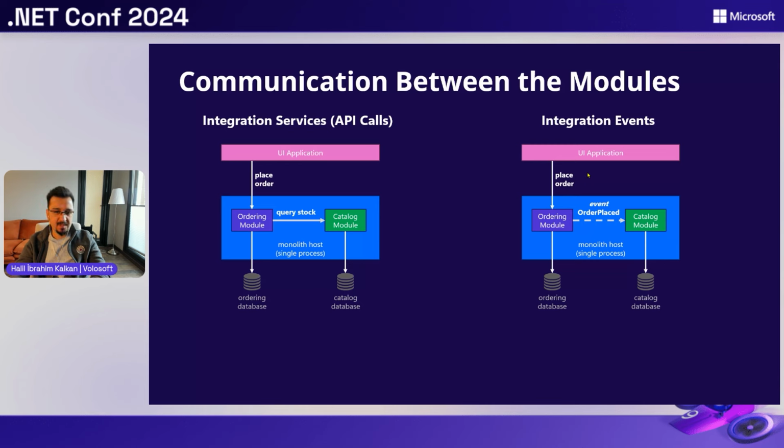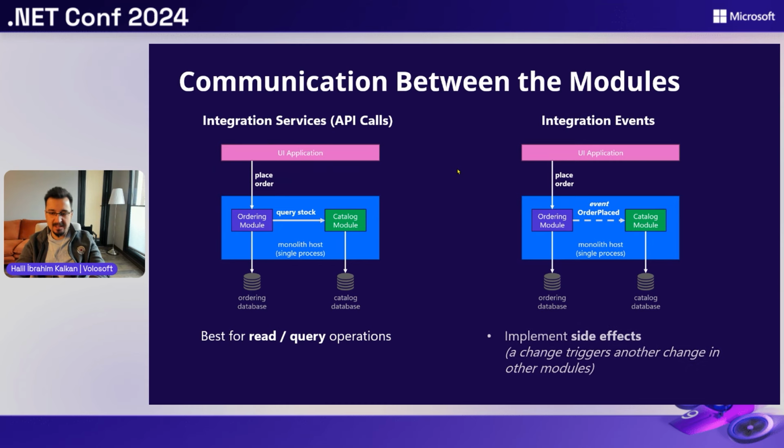It's easy to understand these patterns, but it's also important to understand when to use which approach. Integration services or direct API calls are best for read or query operations, and are not suggested for manipulating data of another module. If you need that, you use integration events. In this way, we can implement side effects. I mean, a change in a module that needs to trigger a change in another module. In this case, events are a better approach than API calls.